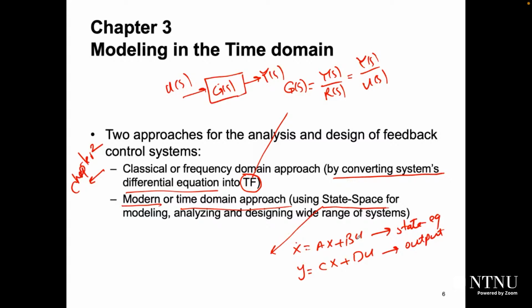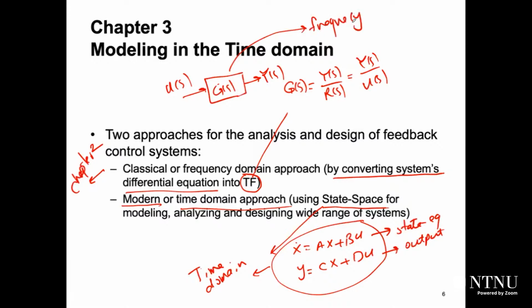In fact, this one has a flowchart or a block diagram representing it, but it's the same. This one is in time domain. And this is a modern approach for controller design, but this one is in frequency domain. So this is the classical approach. We spent chapter 2 in frequency domain, and in chapter 3, we talk about modeling in the time domain. But you just need to know that converting a system from time to frequency or from frequency to time is easy using the Laplace transform or inverse Laplace transform.